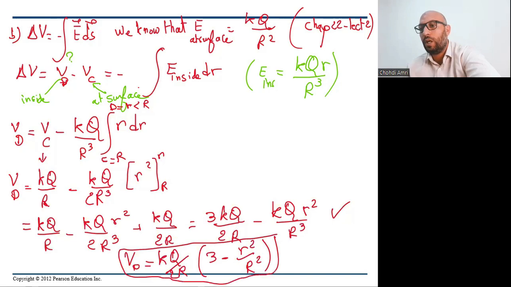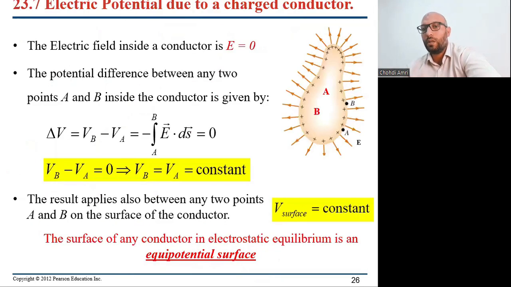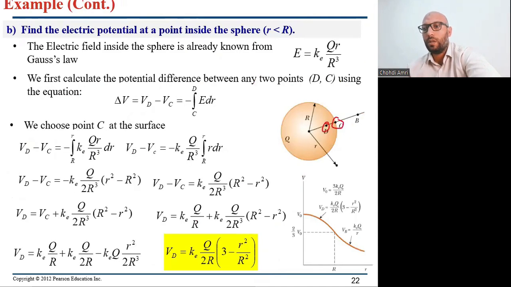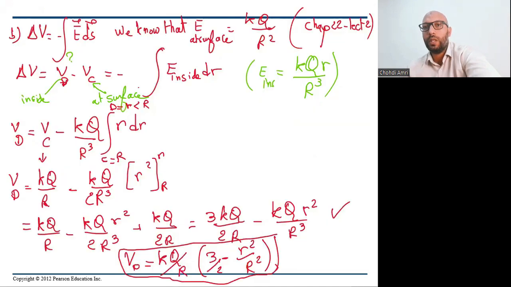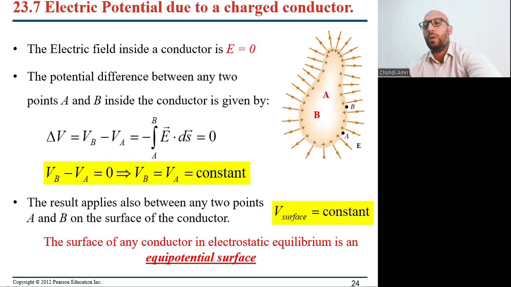We will put KQ over 2R in factor. Okay? Because here we have KQ over 2R and here KQ over R, so it's not over 2R, it's over R. So 3 over 2, and we are done. Yes. Okay, we forgot here to put the 2 because it's squared. Yes. And we are done. Thank you so much. Let's move to another example. Okay, we are done with this example.